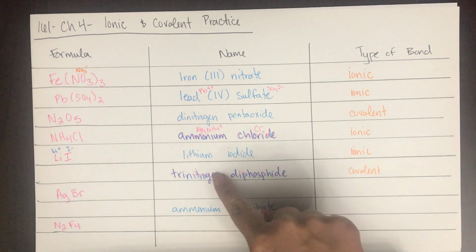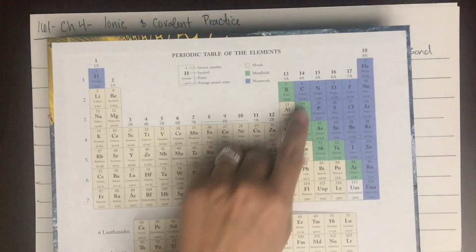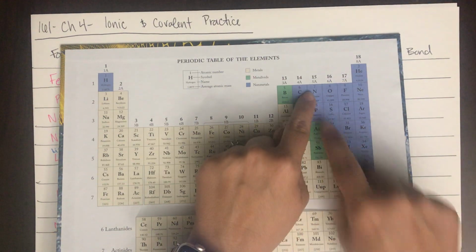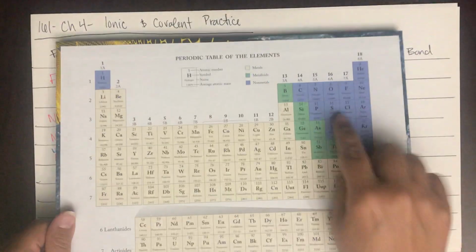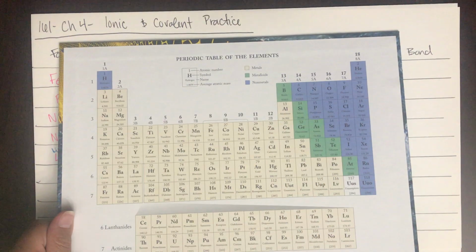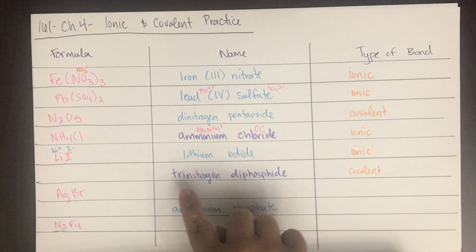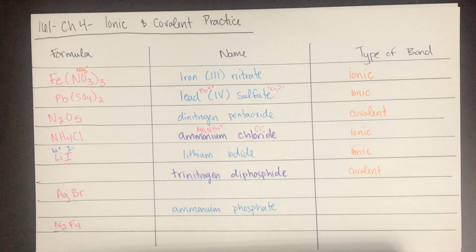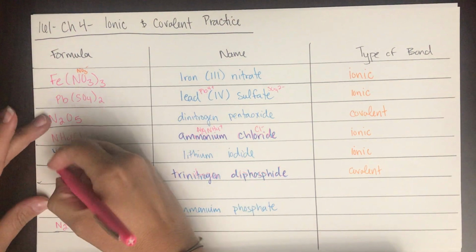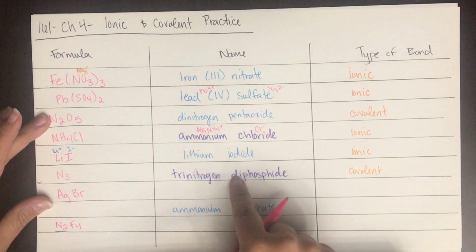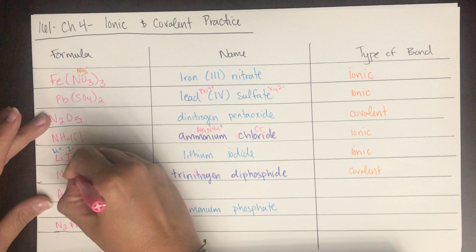But let's look anyways. Let's see where nitrogen and phosphorus are. Nitrogen is a nonmetal. Phosphorus is a nonmetal. Yeah, nitrogen and phosphorus, both nonmetals. So this is covalent. So again, we use the prefixes to tell us how many. Trinitrogen and diphosphide, P2.